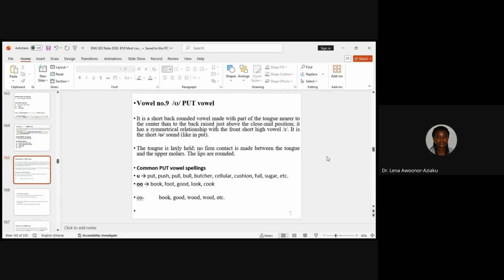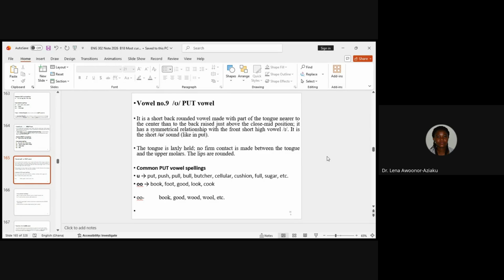So you need to take notice of this. As in put, push. You put, you push. You don't push, and you don't put. If you say put, then you are raising it to oo, but it's a bit lower than oo. So we have push, pull, bull, butcher, cellular, pushing, full, sugar.